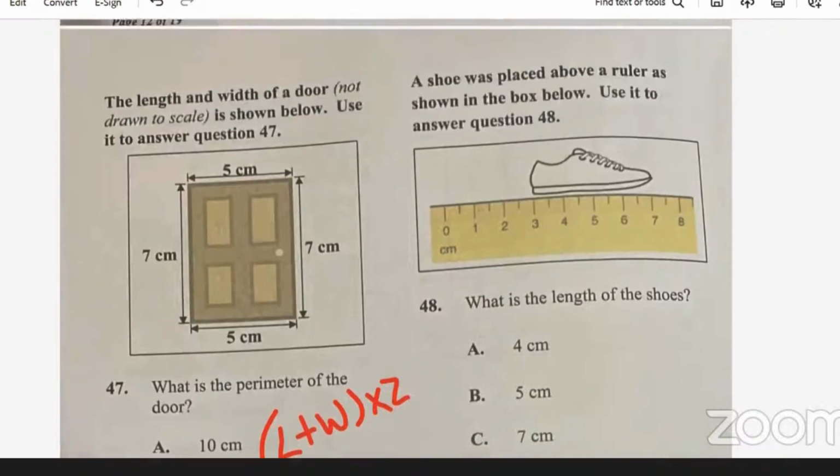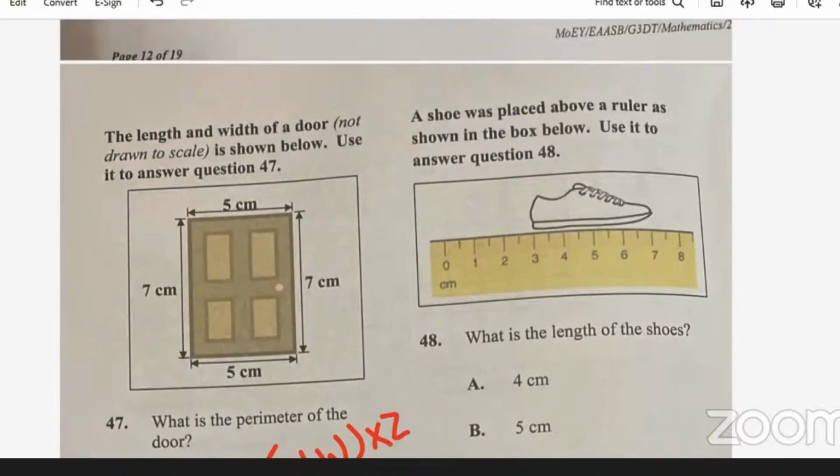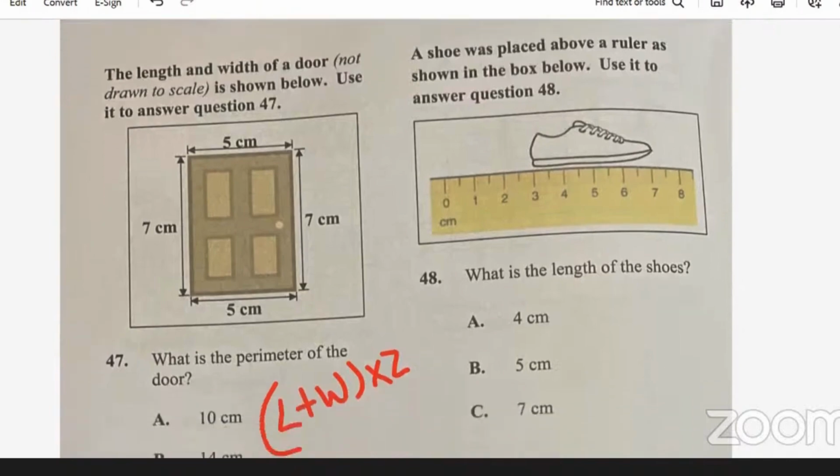All right, question 48. A shoe was placed on a ruler as shown in the box below. Use it to answer question 48. I think this question came before, something very similar, but they had used a different item. I think it had been either a pen or a pencil. So these questions keep coming back, so pay attention to these questions. What is the length of the shoe?